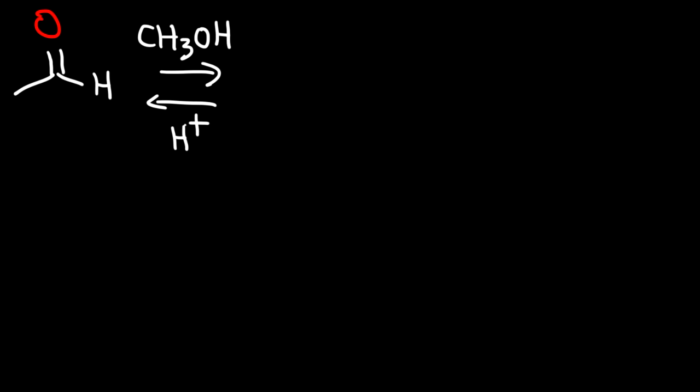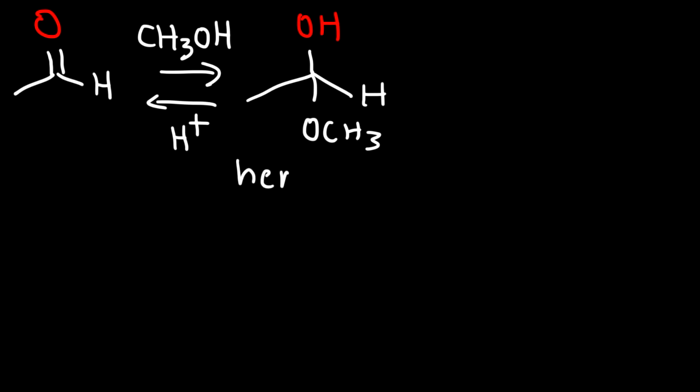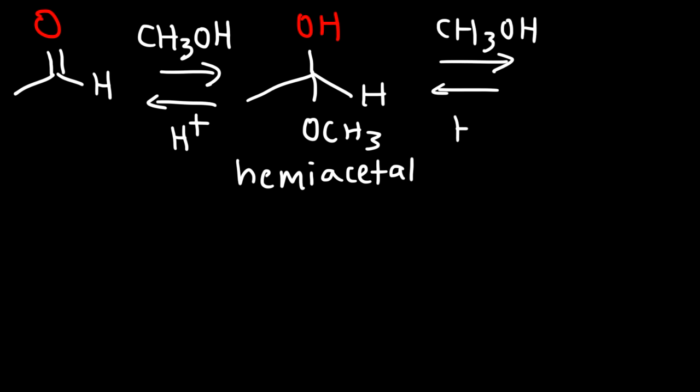Now consider this reaction between an aldehyde and an alcohol instead of water. So let's use methanol, and we need an acid catalyst. So in the first step, we're going to get a hemiacetal, which is basically a carbon with an OH group and an OR group. So that's a hemiacetal. And then if we react it with another methanol molecule, we can get an acetal, where we have two OR groups instead of one.